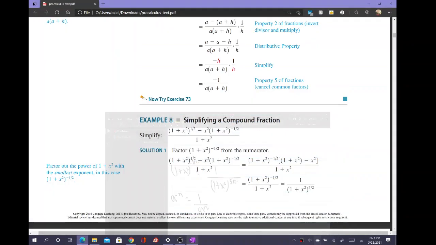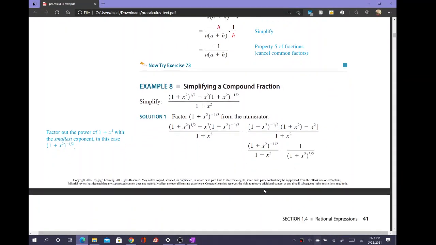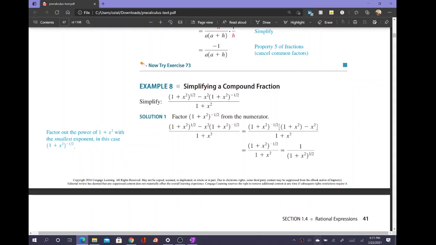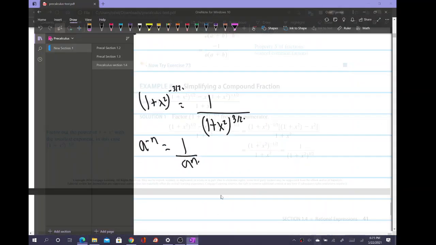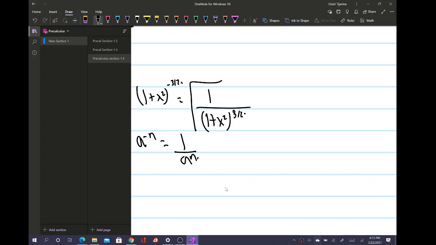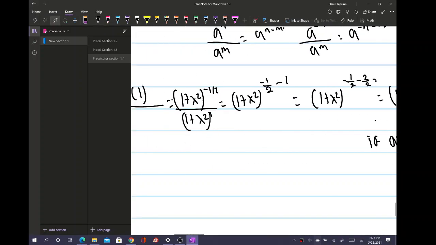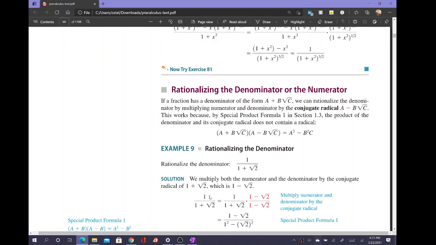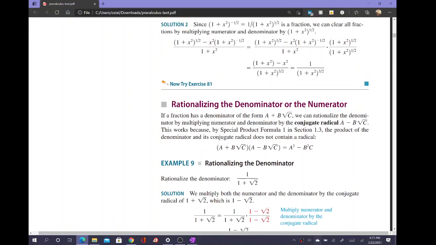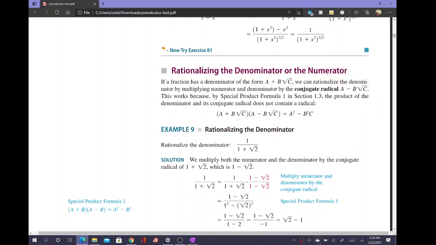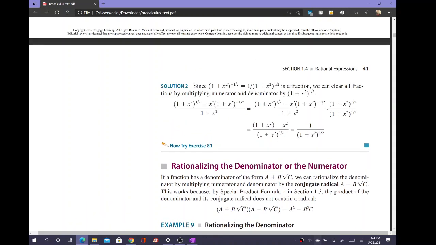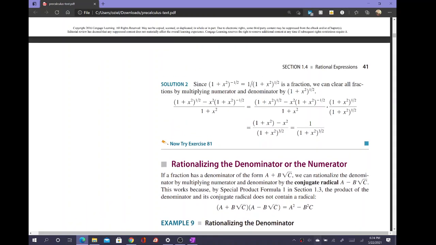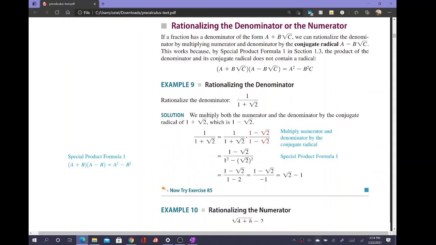Right? And that's exactly what they got over here. So that's how you do it. We're not going to look at solution 2 because, yeah, I mean, you can look at this part, but I'm not going to go over it because obviously I don't want to make the video very long.